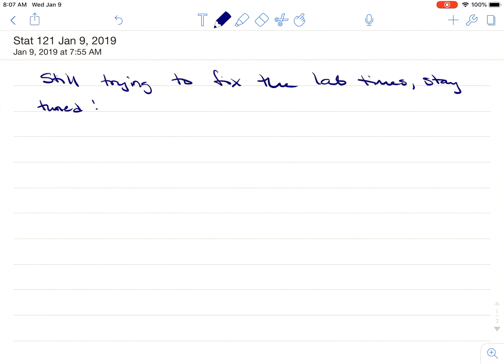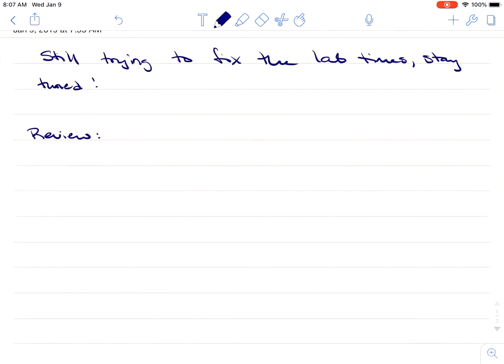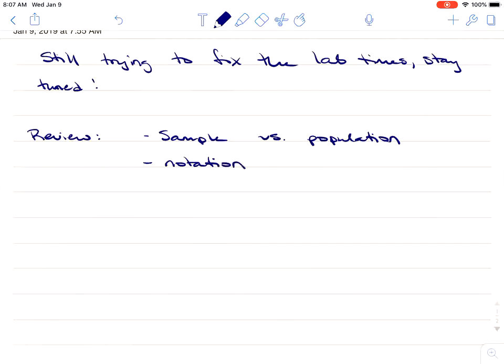I like to do a quick review. We didn't get through much material, but I like to start each day with a review of what we did. We did our intros, we did what our assignments were, and then we talked about a population versus a sample, and also the notation for sample information versus population information.